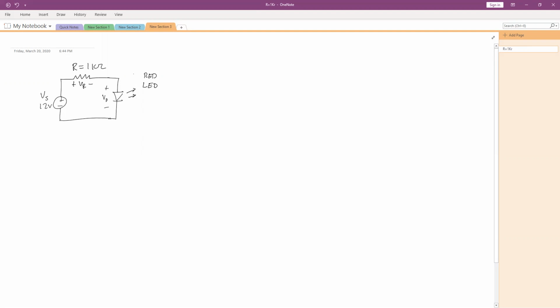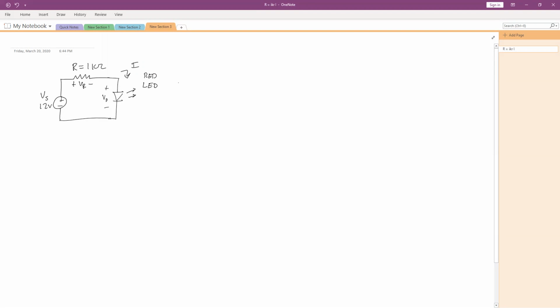All right, so what we were interested in was this current, I, and that's going to be going through this voltage source, going through this resistor, and also going through this LED, because all of those are connected in series, so they share the same current.